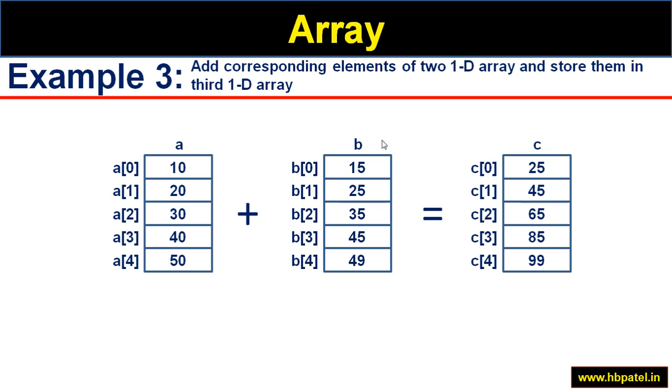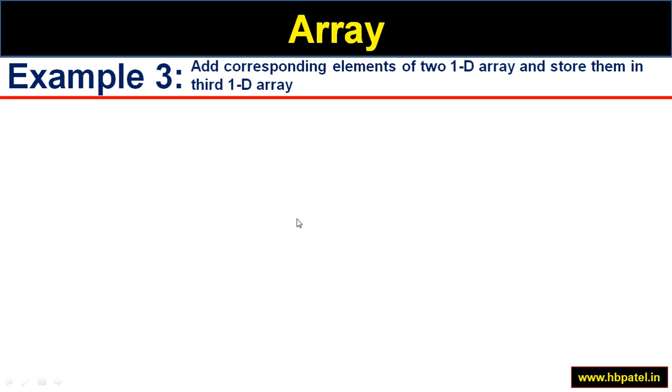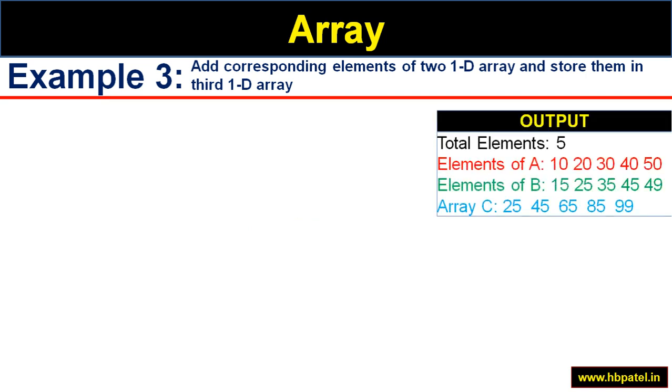10 plus 15 equal to 25. Same way, C1 is equal to A1 plus B1. 20 plus 25 is 45. And likewise for others. In general, it is Ci is equal to Ai plus Bi. And the i is to be repeated from 0 to 4. This is the simple logic. So let us try to run the program.